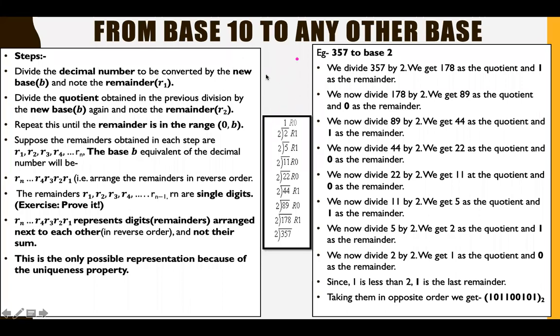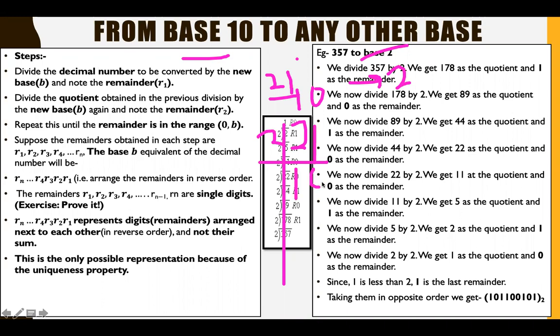Suppose you have 21 in base 10. You have to convert it into base 2. Whatever the base is, this method works from base 10 to any other base. So you write 21, and we will do repeated division. We'll divide again and again by the base we have to convert to. So we have to convert to base 2 here, so take 2, divide by 2.